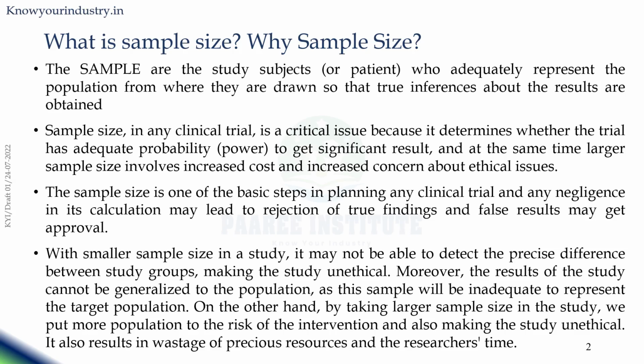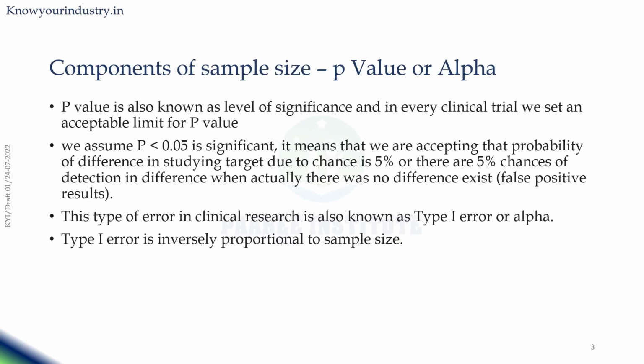On the other hand, by taking a larger sample size in the study, we put more of the population at risk of intervention, also making the study unethical. It also results in wastage of precious resources and the researcher's time. Now we are going to see the components of sample size calculations. First, we are going to see the p-value or alpha.